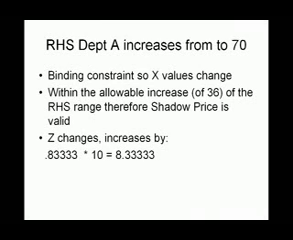Next question. What happens if the right-hand side from Department A increases to 70? It was originally 60, so it's changing from 60 to 70. It's a binding constraint, so the x has changed. It's within the allowable increase, which was 36. Therefore, the shadow price is valid. The z changes, it increases, and we can use that shadow price, that 83 cents times 10, to get $8.33.